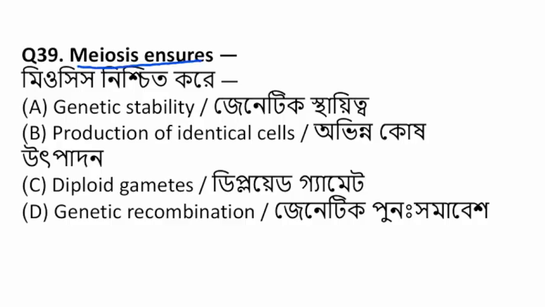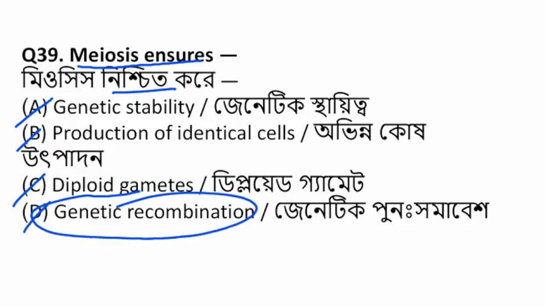Meiosis ensures, meiosis কি নিশ্চিত করছে? Genetic stability, production of identical cells, diploid gametes, genetic recombination. Meiosis ensures genetic recombination, where the homologous recombination is taking place in the prophase 1 of meiosis. That ensures genetic variability.